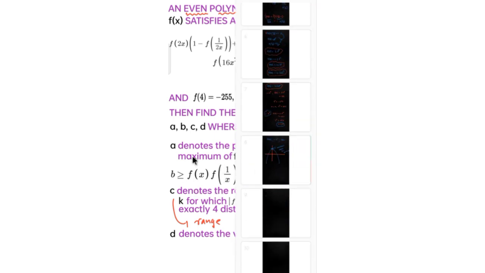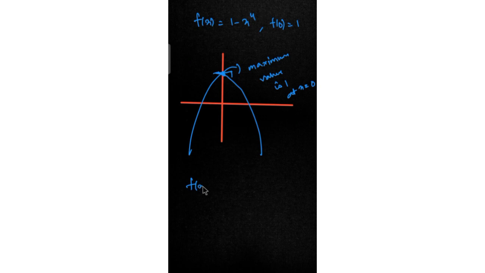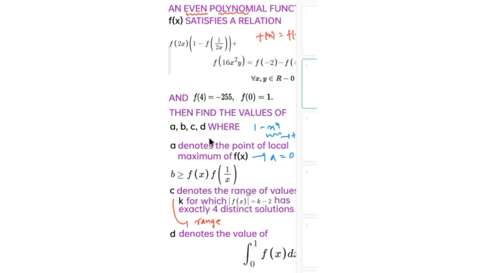So it's again a simple problem. f of x into f of 1 by x, so that is (1 minus x power 4) into (1 minus 1 by x power 4), and that is 1 minus x power 4 minus 1 by x power 4 plus 1, that is 2 minus (x power 4 plus 1 by x power 4). So you can do AM greater than or equal to GM, so that will be 2 minus 2, which is equal to 0. So finally the value which satisfies us is 0. So b is equal to 0.